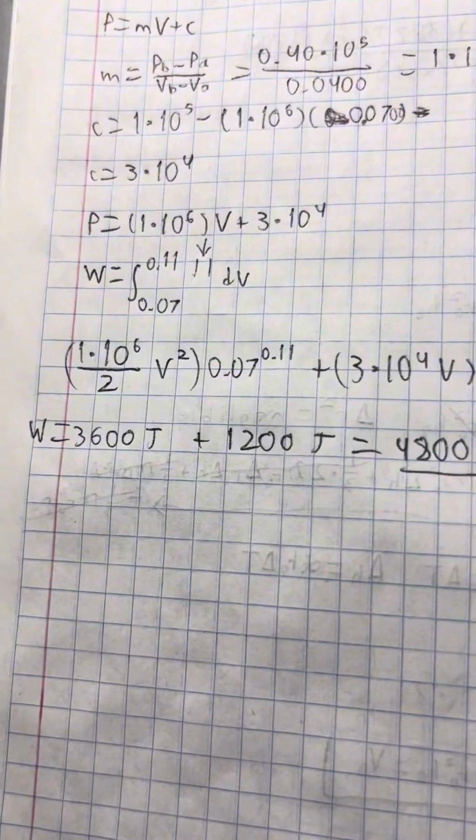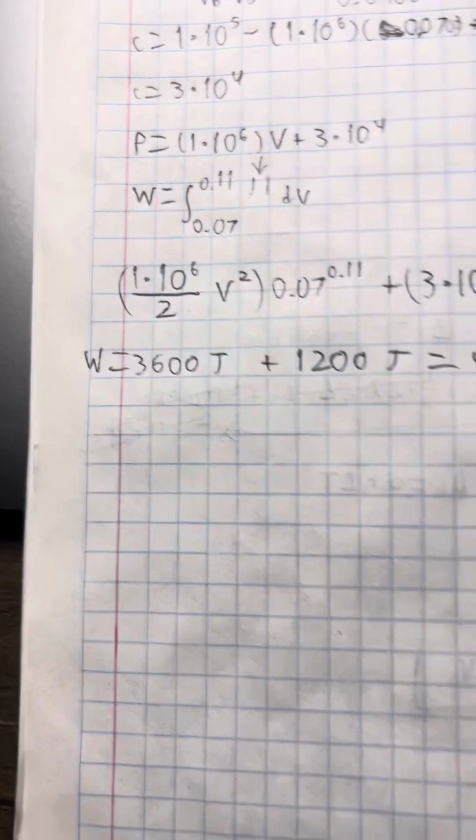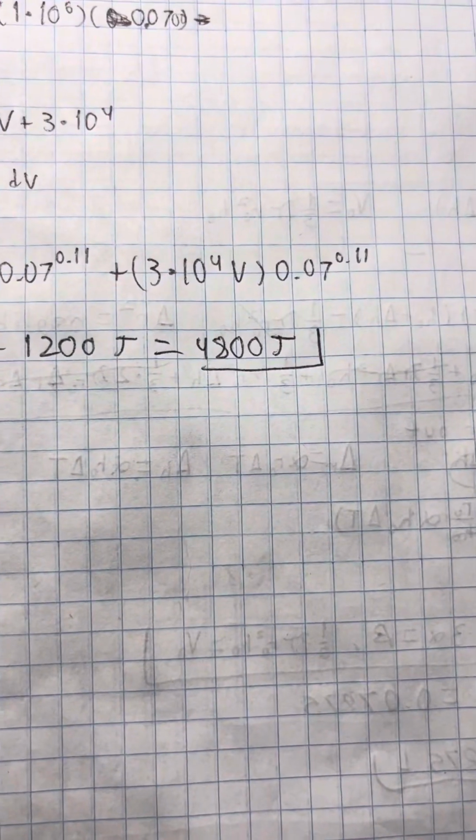Then performing these calculations with a Casio calculator, you get that the left integration is 3,600 joules, plus the right integration, which is 1,200 joules, and that equals 4,800 joules. That's the final work.